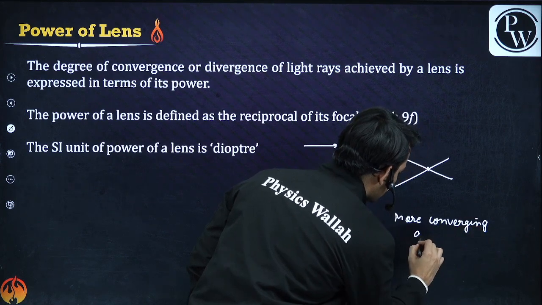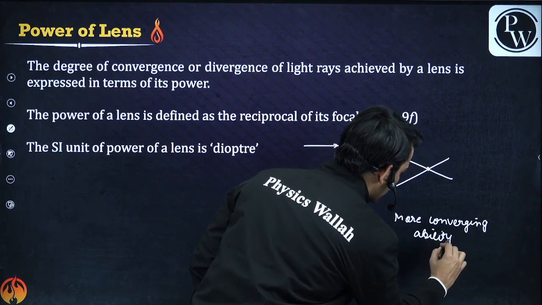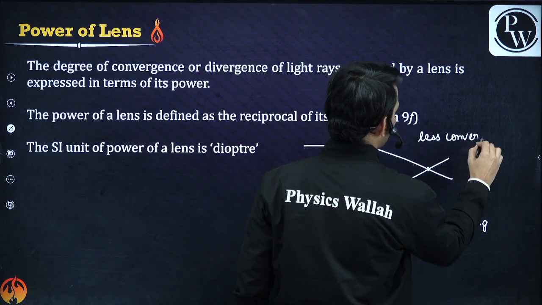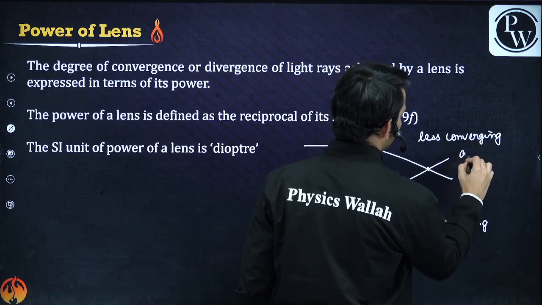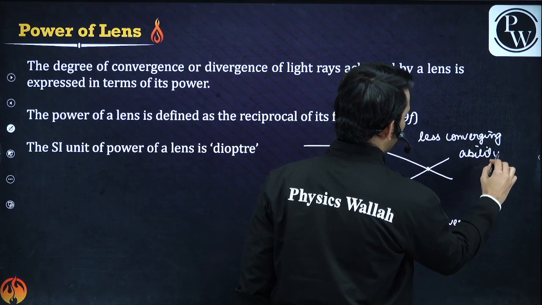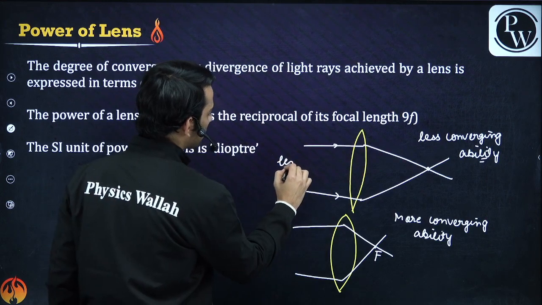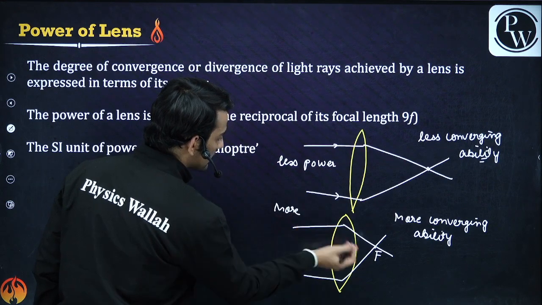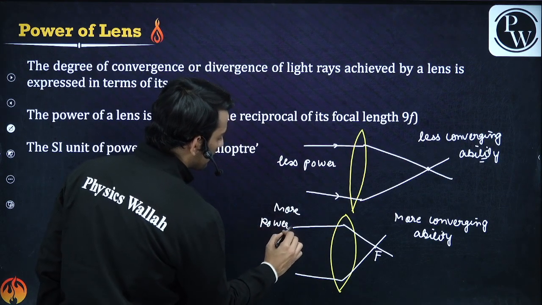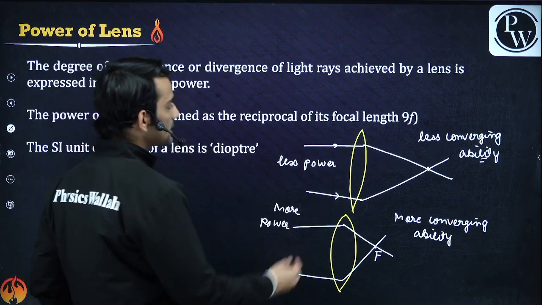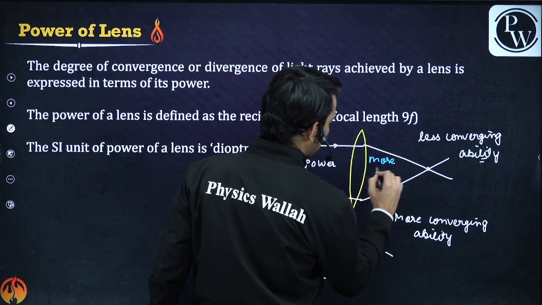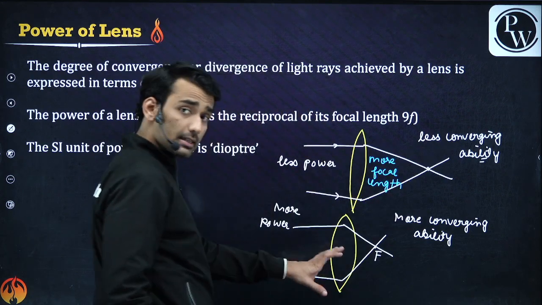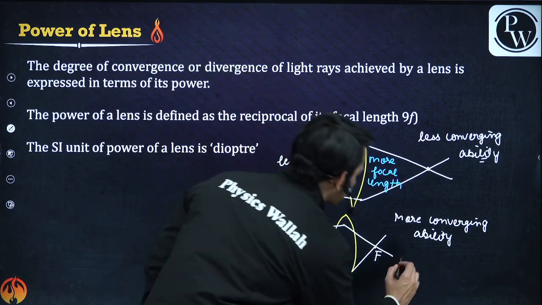This lens has more converging ability. This lens has less converging ability. That means it has less power. Less converging ability means less power, and more converging ability means this lens has more power. And you can also notice one thing. This lens has more focal length, but this lens has less. This lens has more power, but it has less focal length.